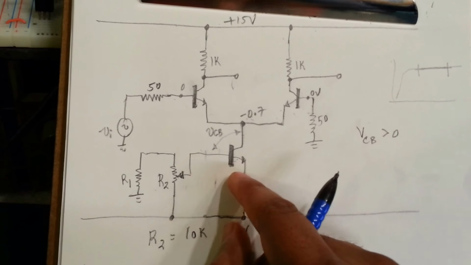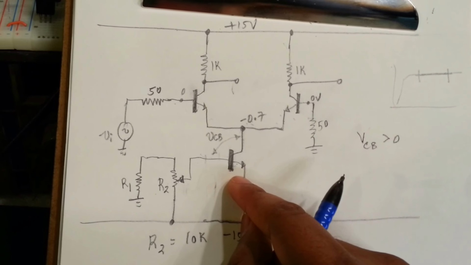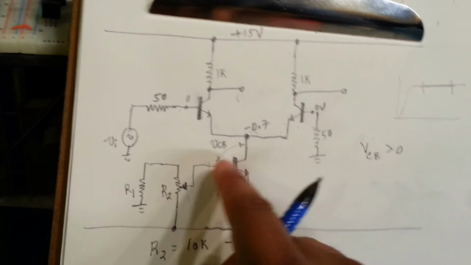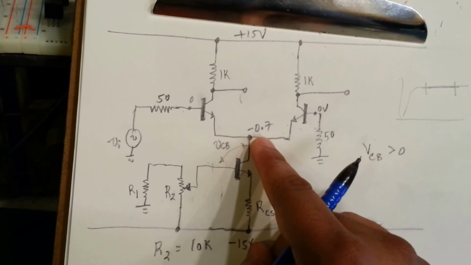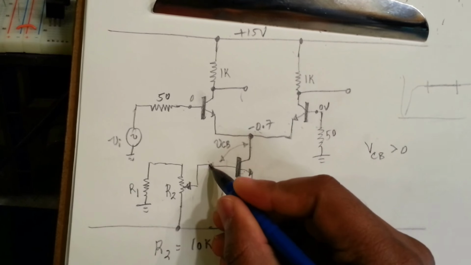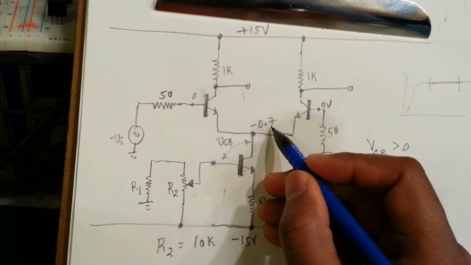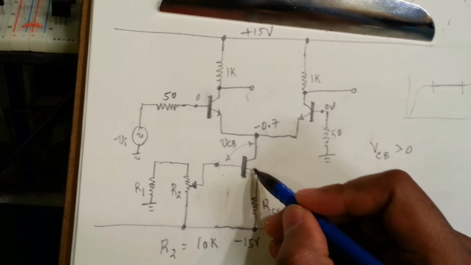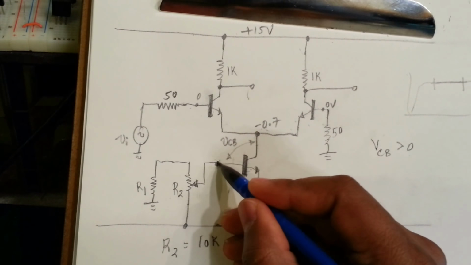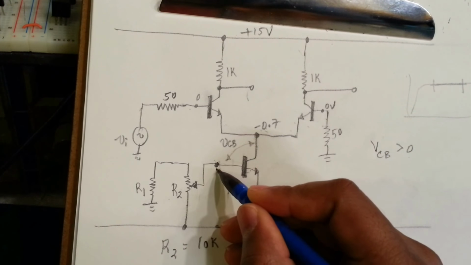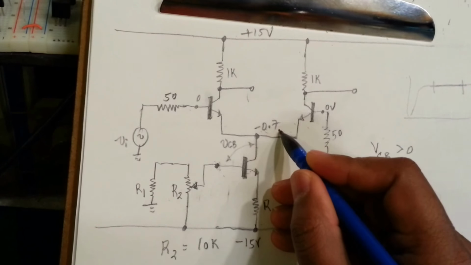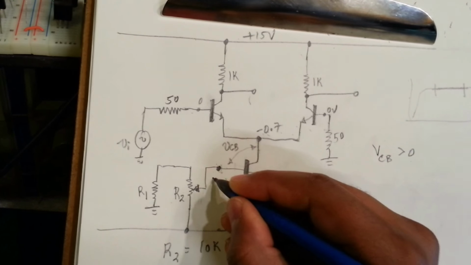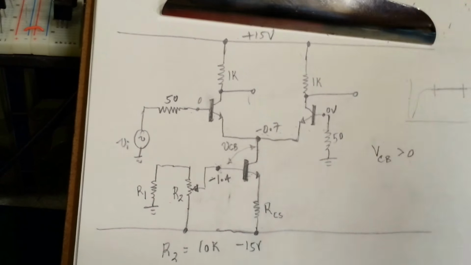For VCB greater than 0, this transistor is always in the active region, depending on what the base emitter voltage is, right? So if we know this is minus 0.7, then we definitely know this one needs to be a voltage less than minus 0.7, because if this is minus 0.7, then it's going to be 0, which means this transistor is already in saturation. So we have to make sure this voltage is always below minus 0.7. So what I'll do is fix it to minus 1.4, for example.